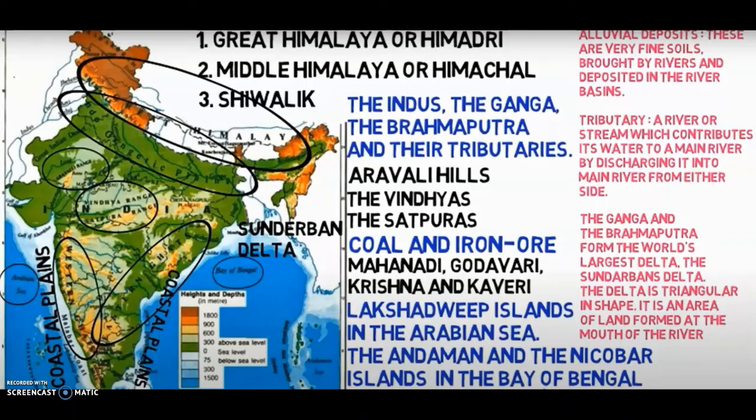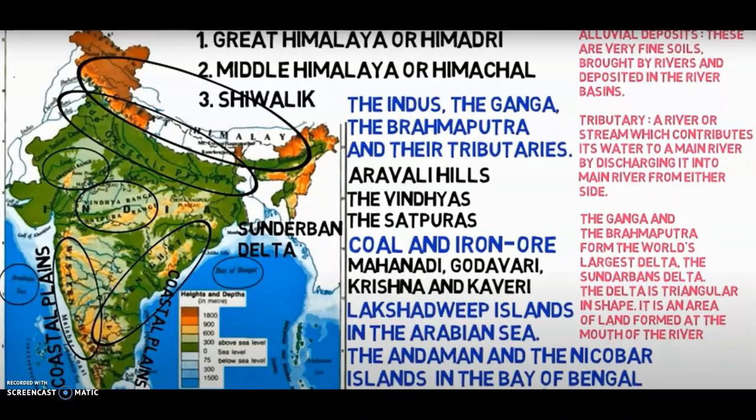Shall I ask some questions? Yes. Which are the three divisions of the Himalayan mountains? Yes. Great Himalaya or Himadri, Middle Himalaya or Himachal and Shivalik. Then after the Himalayan mountains we have the Northern Indian plains. This Northern Indian plain lies to the south of the Himalayas. Then we have the Great Indian Desert in the western part of India.